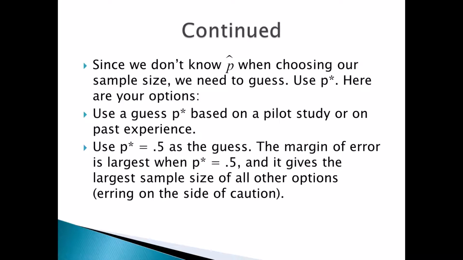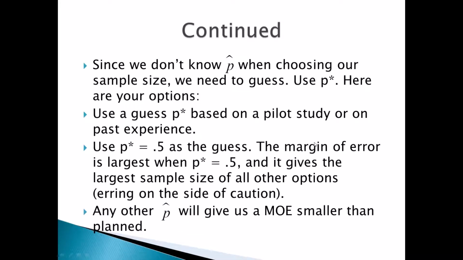I believe we saw that with binomial distributions also, that when we used a fixed probability of 0.5, remember we got a symmetrical probability histogram and it had the biggest spread. So it'll give us the largest sample size of all other options, which is erring on the side of too large. So erring on the side of caution. Better to have a sample size that's too big than too small. Any other p hat would give us a margin of error smaller than planned.